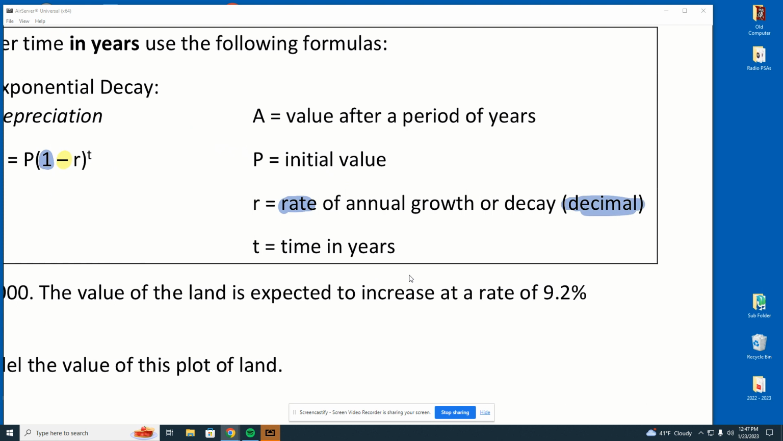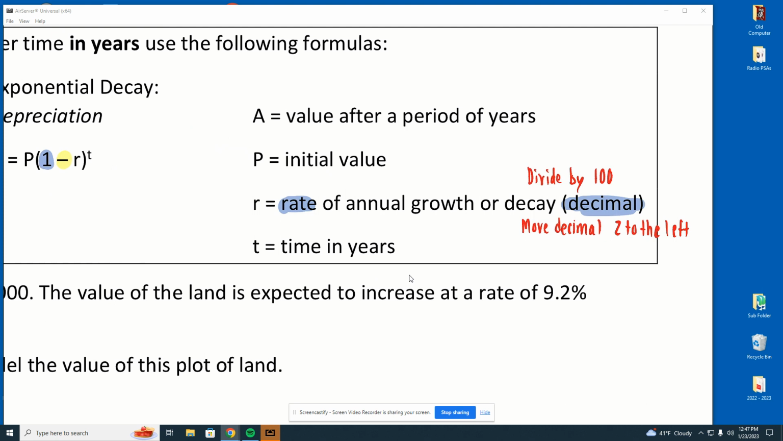And how do you do it? You either divide it by 100 or you could just remind yourself to move the decimal 2 to the left. Dividing by 100 or just moving your decimal 2 to the left accomplishes the same goal.